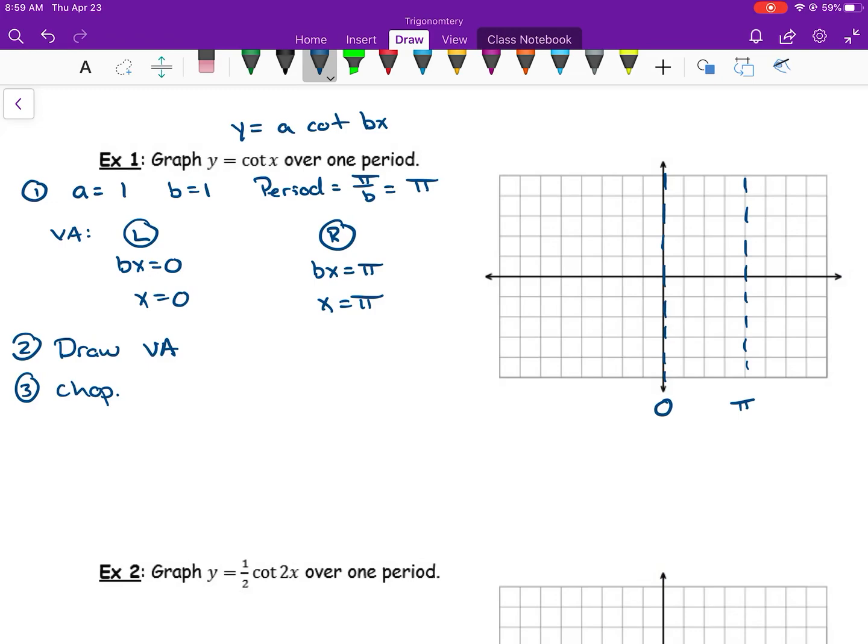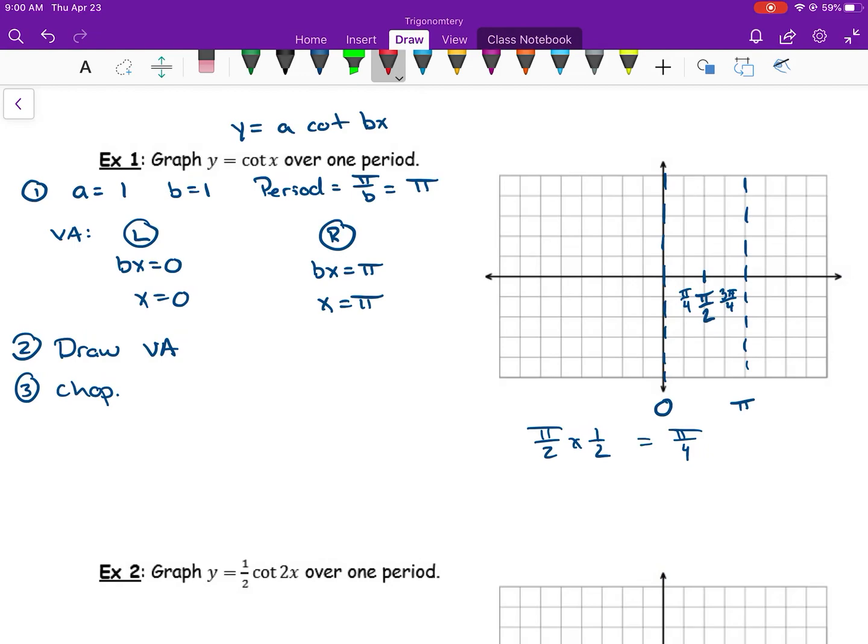So in between 0 and 1 is 1/2. So I could just cut that in half and make it pi over 2. Alright, and then half of a half is a quarter. So this would be pi over 4 right there. And then a little more than a half would be 3/4. So 3 pi over 4.